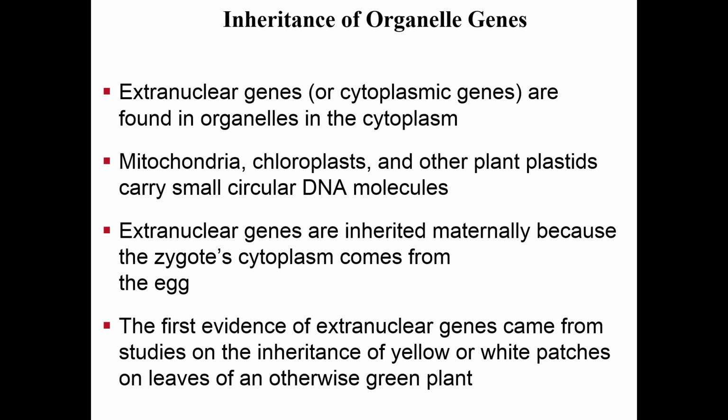So lastly, looking at inheritance of organelles, we're going to focus on extrachromosomal or extranuclear DNA. So we're going to talk about mitochondrial DNA and mitochondrial genes. You'll recall that the mitochondrial chromosome is really small. It's circular, double-stranded DNA. It's very similar in size to a bacterial chromosome.